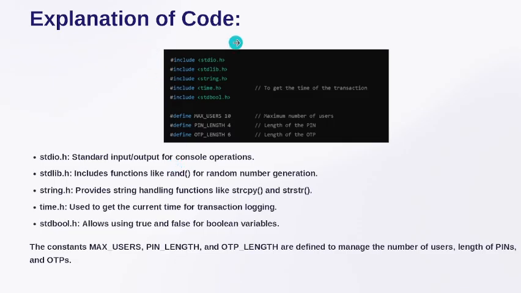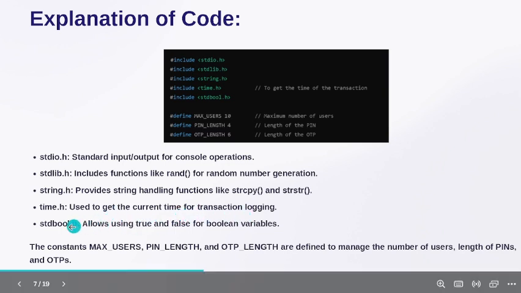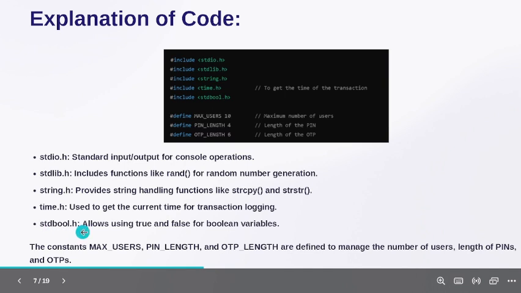Now the explanation of the code, the main part of this particular project and this PPT. So stdio.h enables us to get the input and output functions. Standard library module, like the rand function. String.h handles string handling, like the string copy function. Time.h is used to get the current time for the transaction log. stdbool.h allows using true and false for boolean variables.